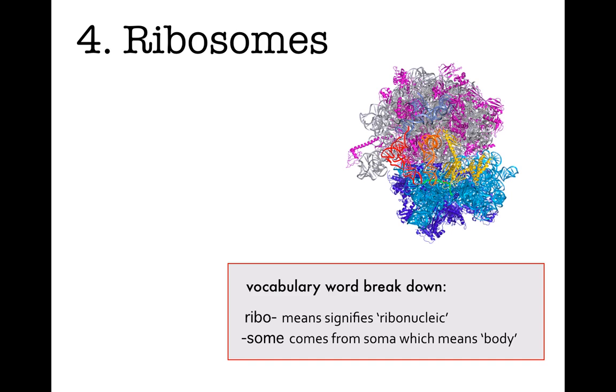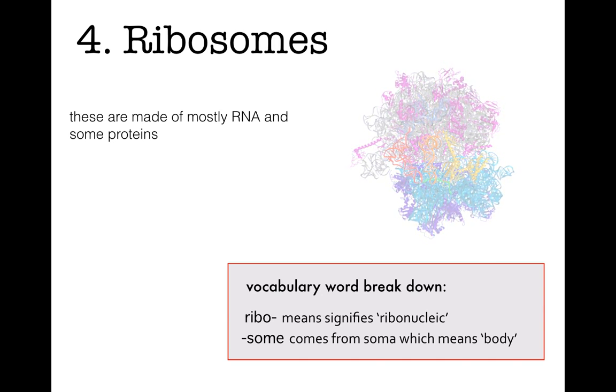The vocabulary word breakdown for this: ribo means ribonucleic, as in RNA, and some comes from soma, which means body. This looks like a jumble of ribbon. This is a ribosome. They're made mostly of RNA and some proteins.